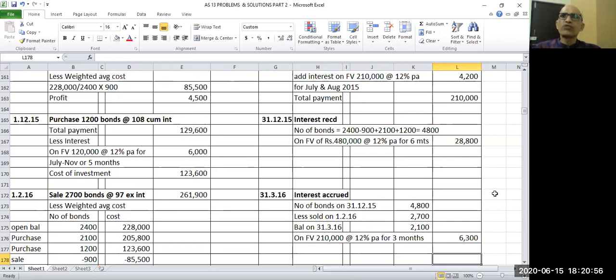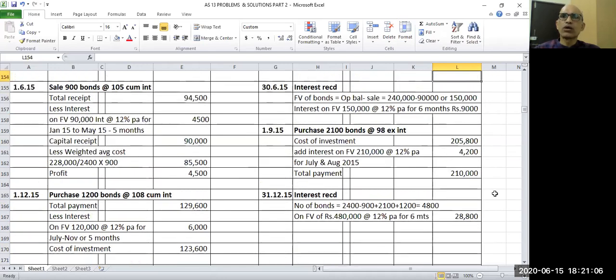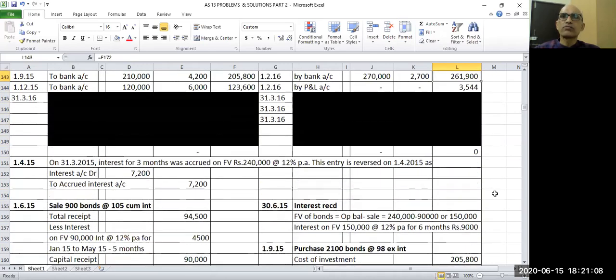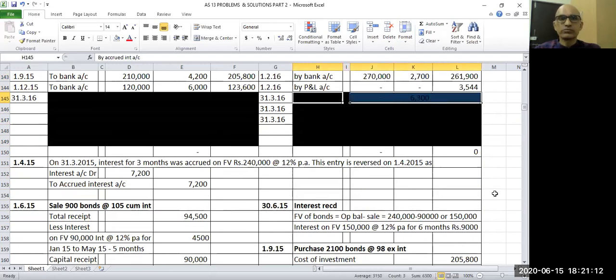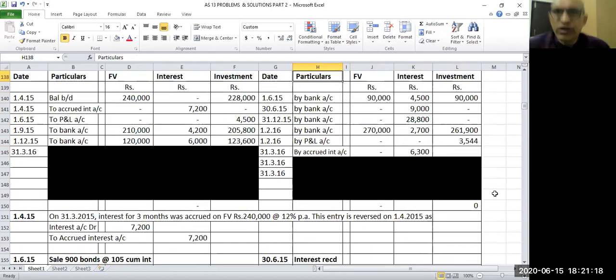When you account for this particular interest, we are going to pass the entry: interest accrued account debit to interest account. So we will record this entry in the books of accounts. On 31st March 2016, interest accrued account debit to interest account 6,300.